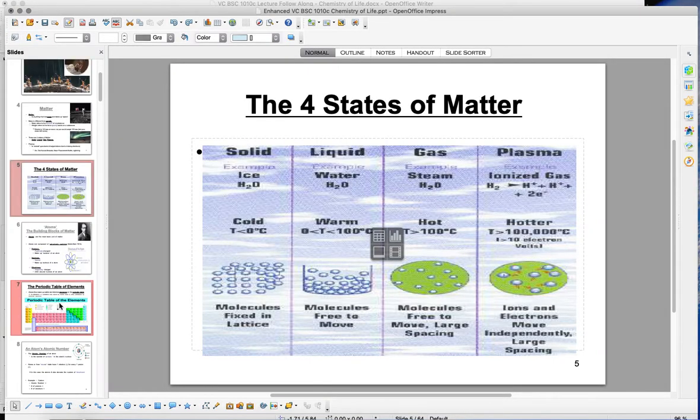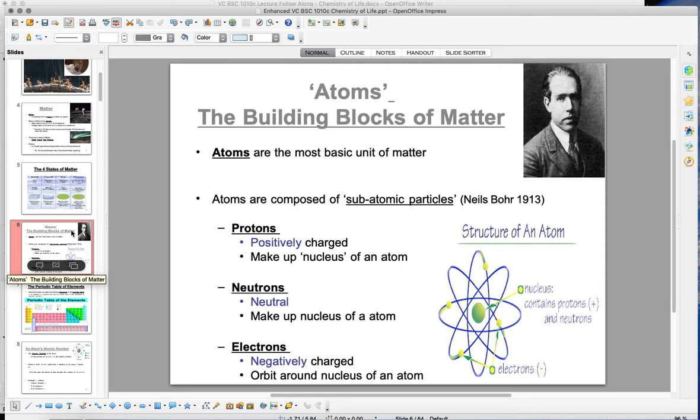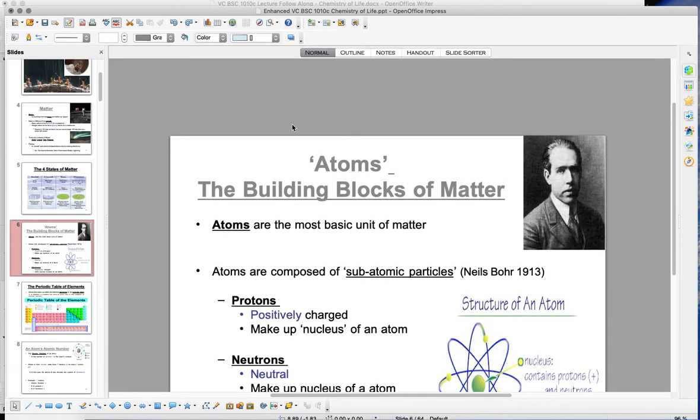All right, so now what builds matter? So atoms are the most basic unit of matter. Hopefully you guys remember that. Basic unit of matter are atoms. And atoms are composed of subatomic particles. So at first it was thought that atoms build up matter, and then it was discovered that these subatomic particles build up atoms.